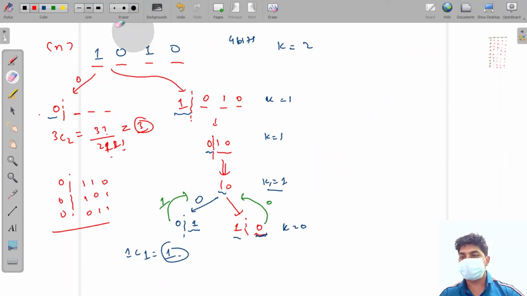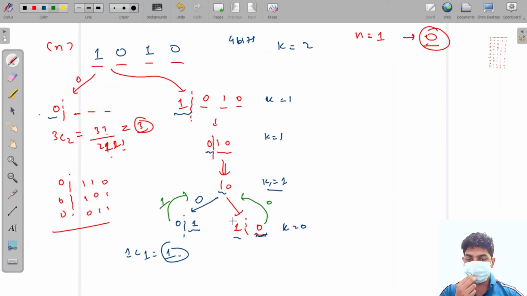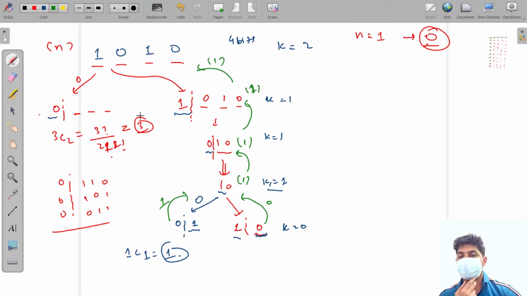This is a base case. If n equals 1, that is a one-bit number, we will simply return 0. So now let's continue with the answer. Here it was 0 and it was 1, so total there was one way, so it was returning one way. Here from we are getting three ways, so total four ways.